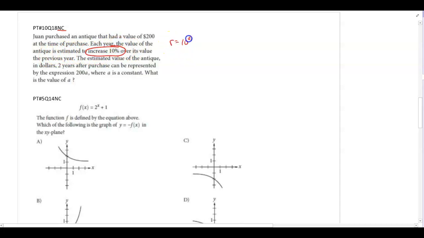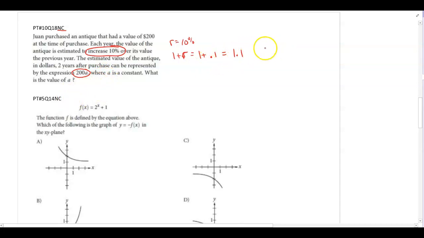So you know your rate is 10% and it's increasing, right? So we know we're going to do 1 plus the rate, and understand that 10% would be the rate, 1 plus 10% is 0.1. So this would give you 1.1. The estimated value of the antique in dollars 2 years after the purchase can be represented by the expression 200A, where A is a constant. What is the value of A?